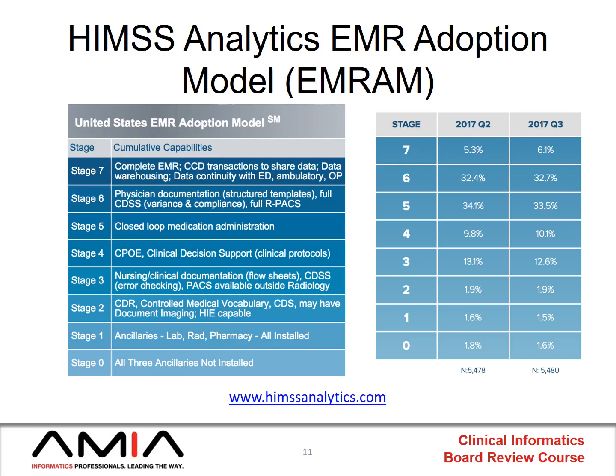Stage 6 is when there are structured templates for physician documentation and full use of clinical decision support. And finally, stage 7 is the transformation to, in essence, a completely electronic and paperless record. There is data continuity across the entire healthcare system. We see that currently about a third each of hospitals in the U.S. are at stage 5 and at stage 6. There are some hospitals lower than that stage, and about 6% have achieved stage 7.